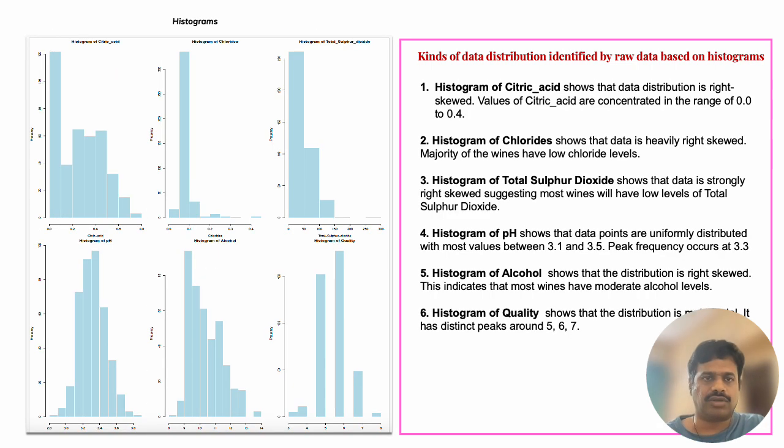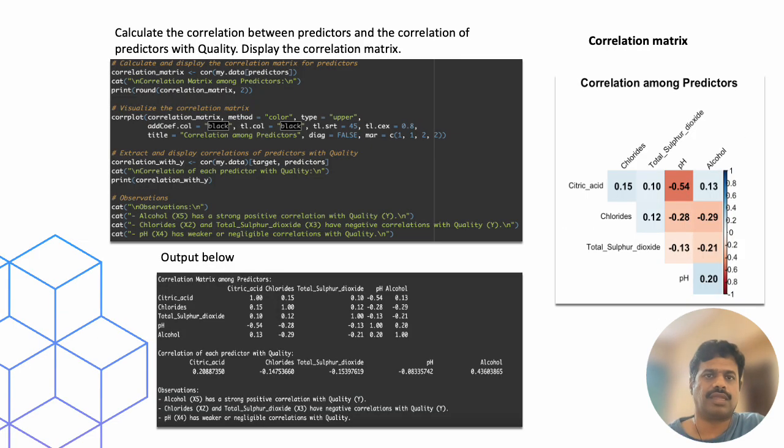Next we examine the histogram. From the histogram we can see that except pH, most of the variables are right-skewed. Some are highly positively skewed, and some are moderately skewed. And the distribution of quality is kind of multimodal or bimodal.